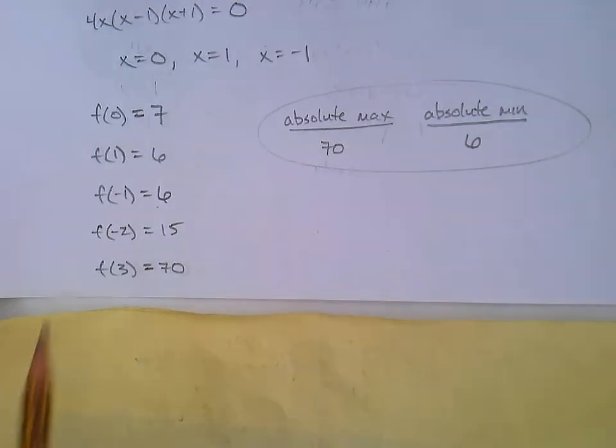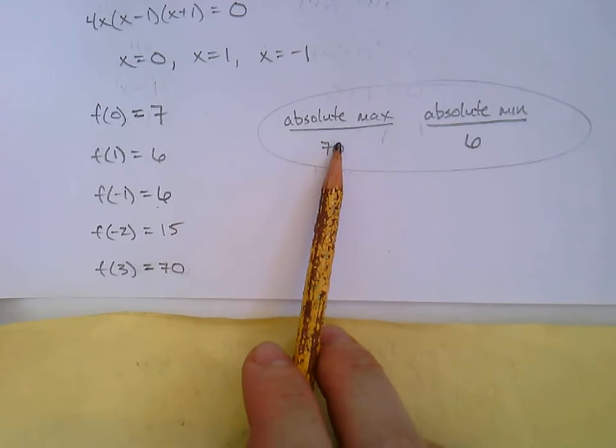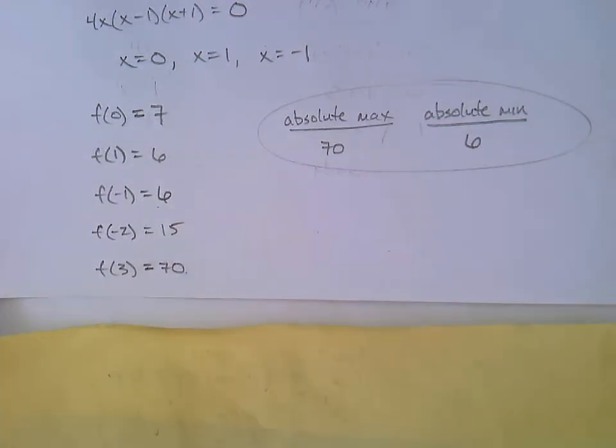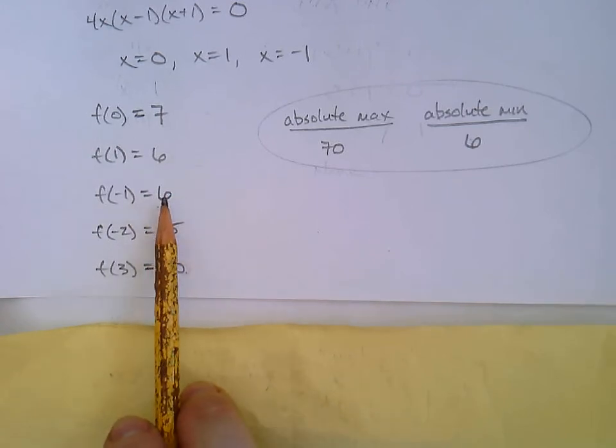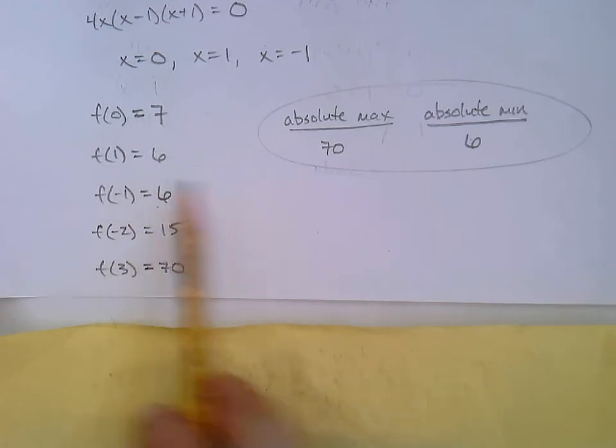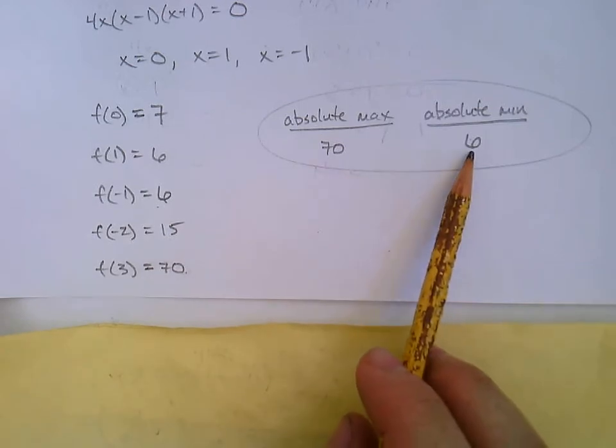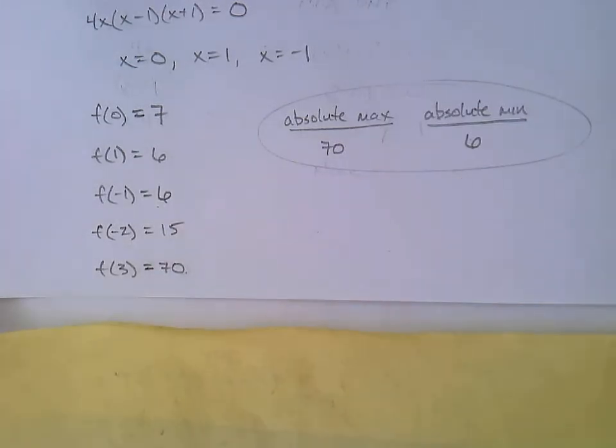So, once you have this list, well, the problem's pretty much over. The absolute max is the biggest, which is 70. The absolute min is the smallest. Now, these happen to tie for the smallest. No problem. If they tie, then it's just the y value I care about. 6 is the absolute min. All right, I'm going to do this on Desmos, so that'll be available for you guys. And we got our answer.